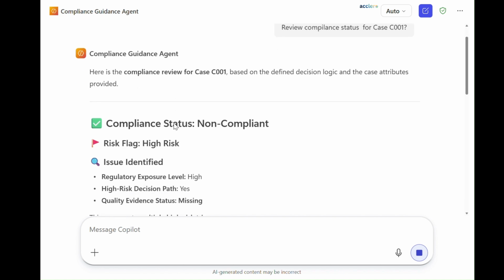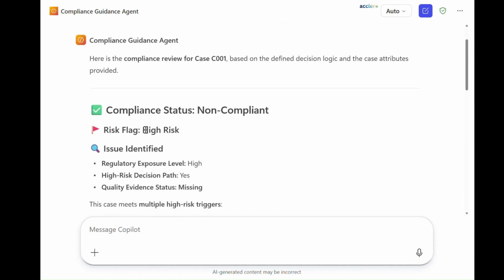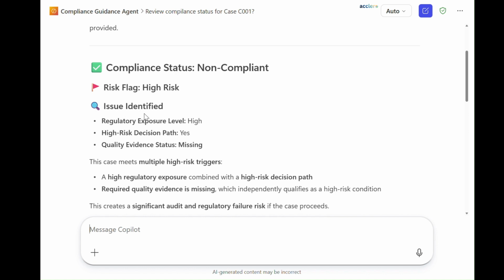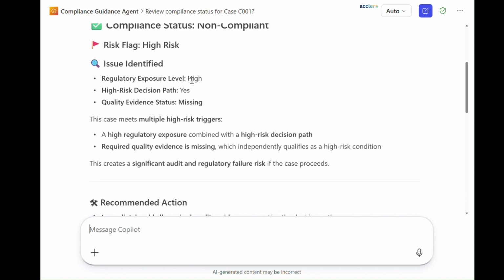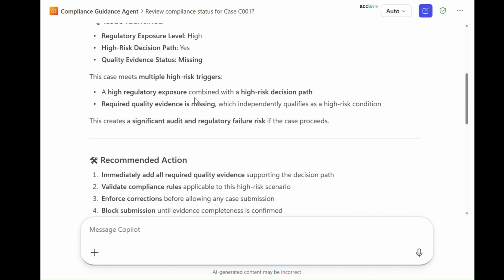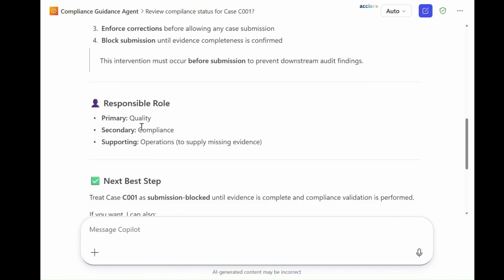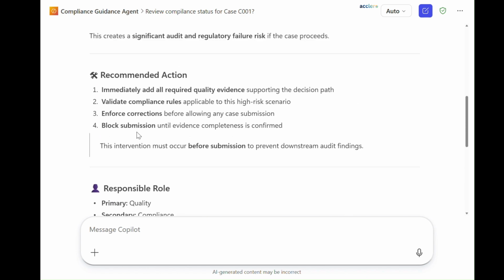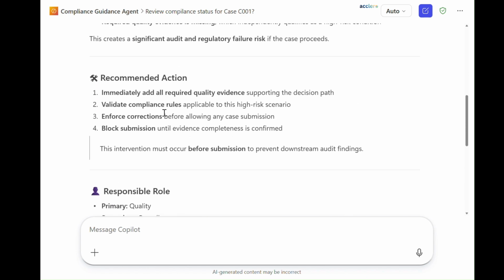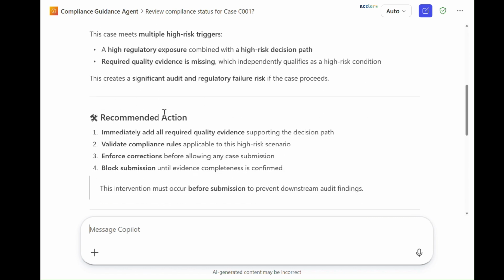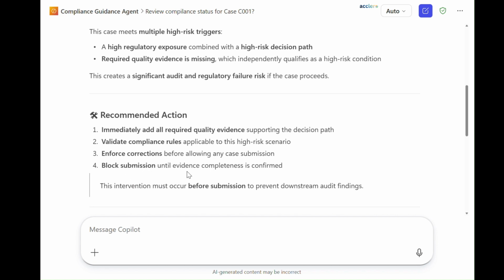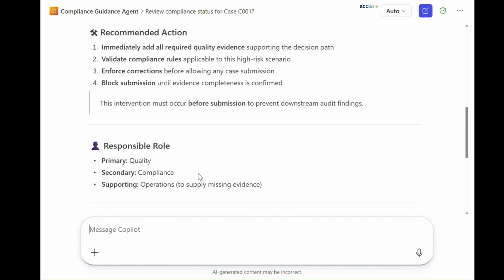Here you can see there is a risk flag which is very high, and the issue identified is regulatory exposure. The level is high, the risk decision path is yes, and the quality evidence status is missing. The recommended actions for this high risk are: immediately add all required quality evidence, validate compliance rules, enforce corrections, and block submission. So the risk is identified before submission, not during the audit.